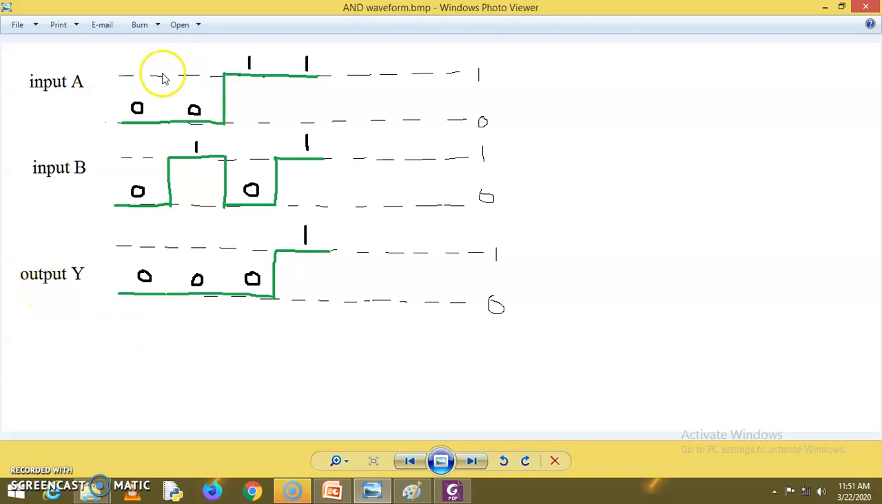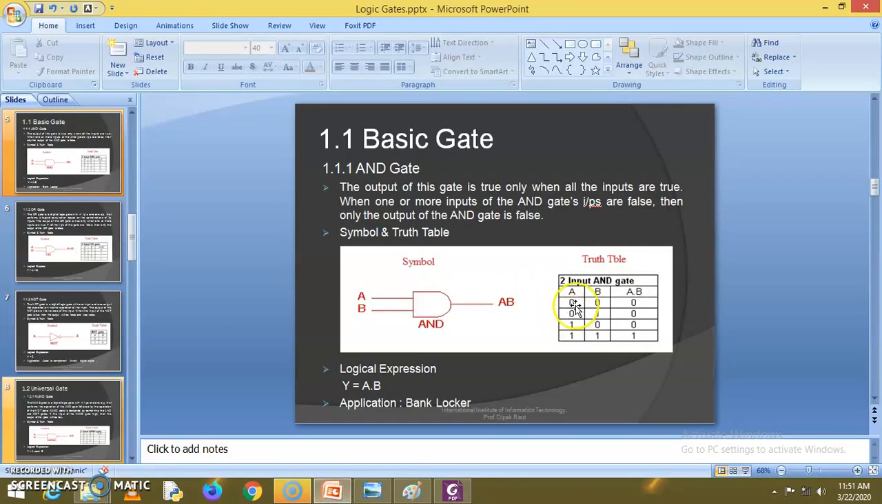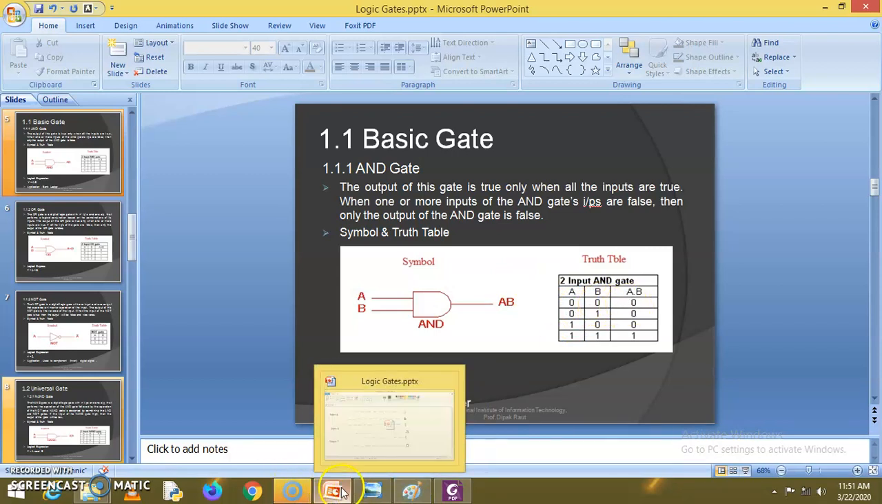So now let's start with the first combination as per your truth table. Both inputs are 0, 0 here. So output is 0. Now how to draw it here?